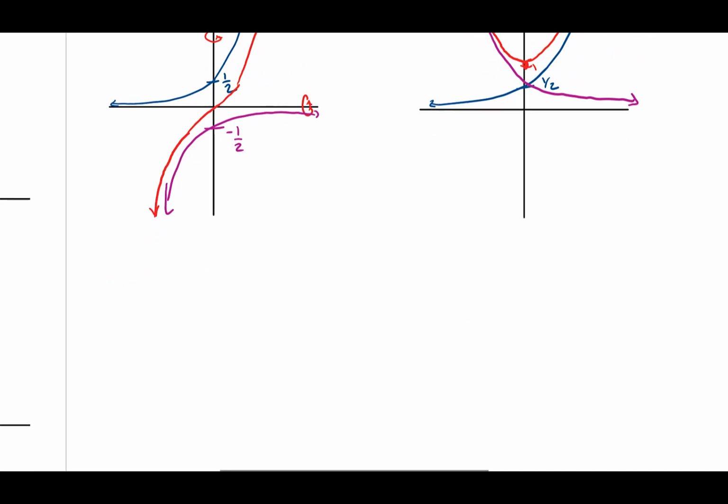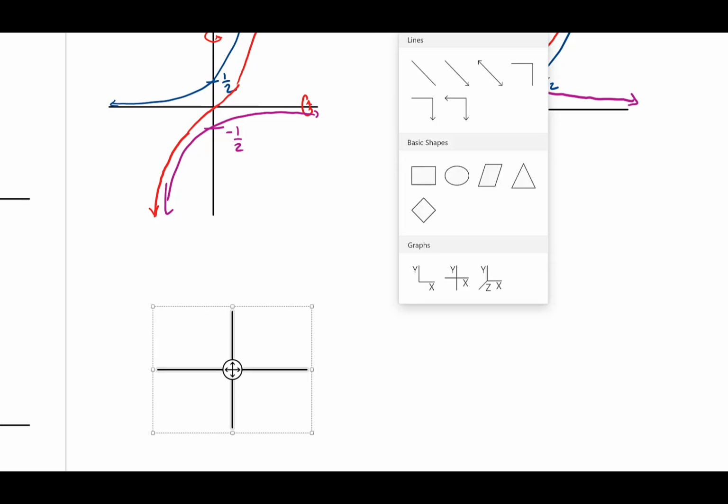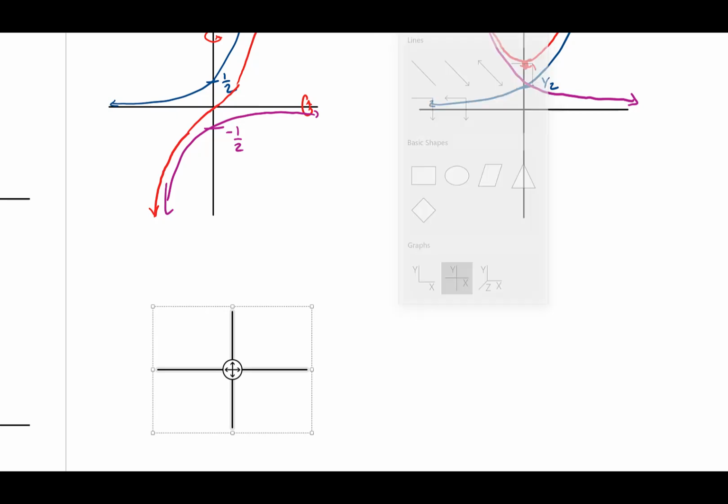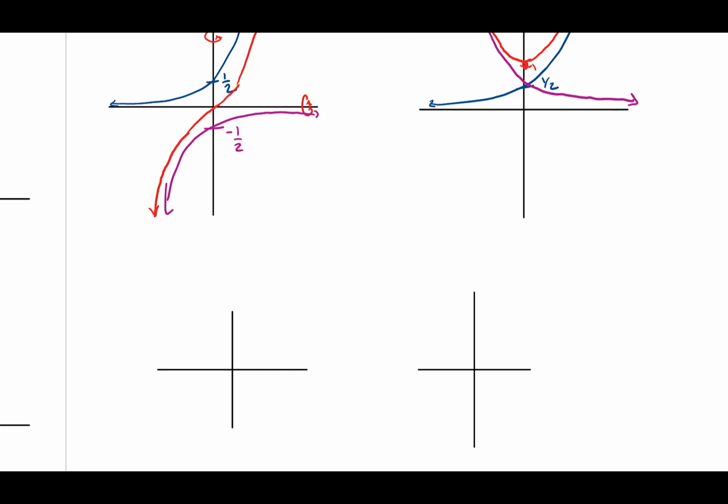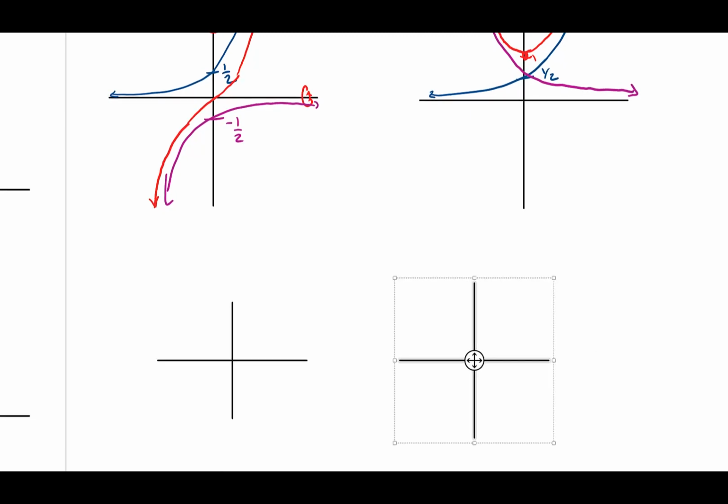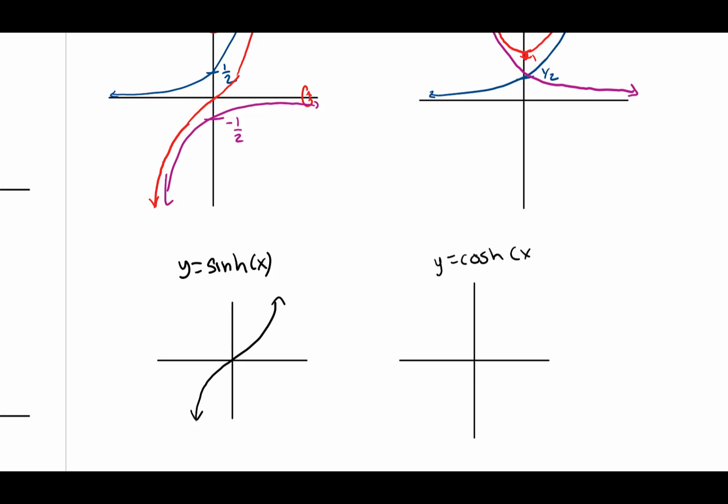And we'll see our graphs. So for sine hyperbolic of x, our graph will look a little something like this. For our y is equal to cosine hyperbolic of x, our graph is going to look a little something like this. With a y-intercept of 1, and our sine hyperbolic with an intercept of 0.